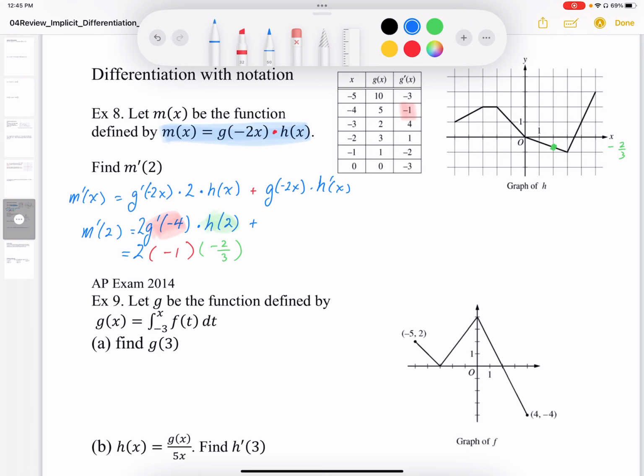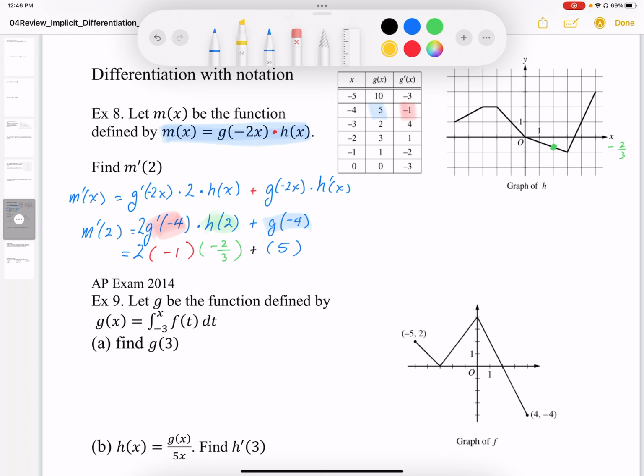So then I'm going to plug in my 2 into the negative 2x, so I get g of negative 4. Well, g of negative 4, well, there's negative 4, there's g of negative 4, so I can replace that with the value of g of negative 4, which is going to be 5. And then I'm going to multiply that by h prime.